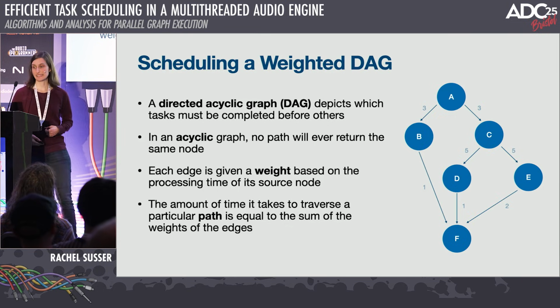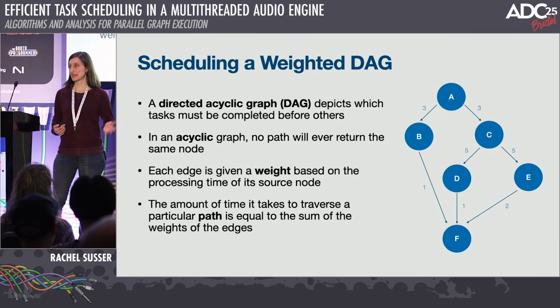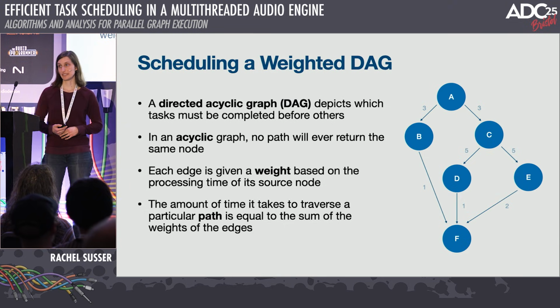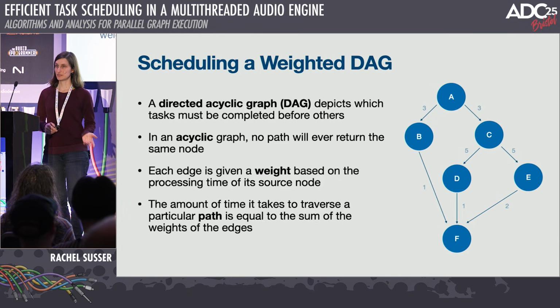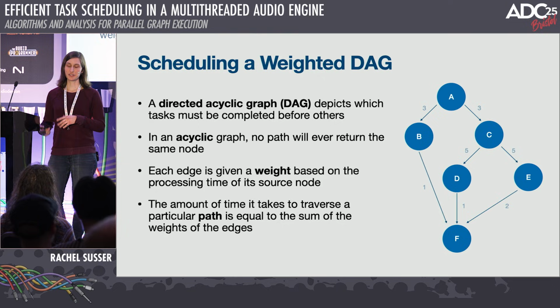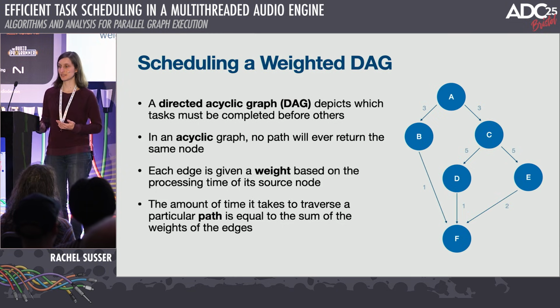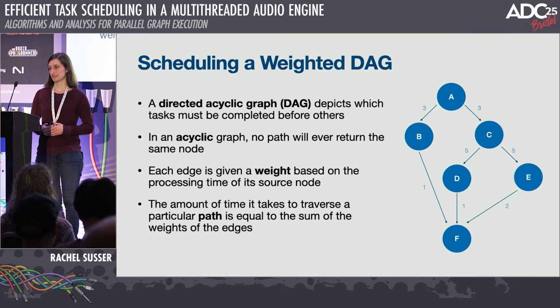A directed acyclic graph depicts which tasks must be completed before others, with an arrow pointing from predecessor to successor nodes. Each node can only be processed after all of its predecessors have completed execution. In an acyclic graph, no path will ever return to the same node. In audio apps where we do sometimes have cycles, we can break those cycles by inserting a buffer of latency, and then we can still depict the graph as acyclic.